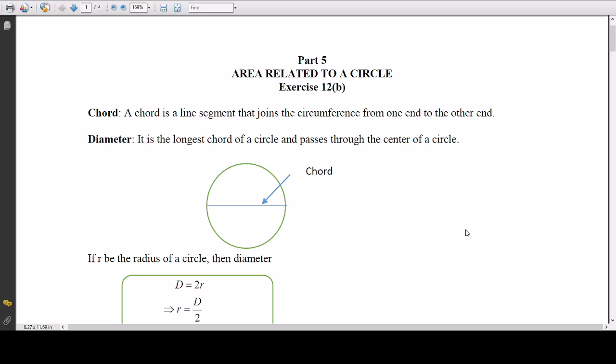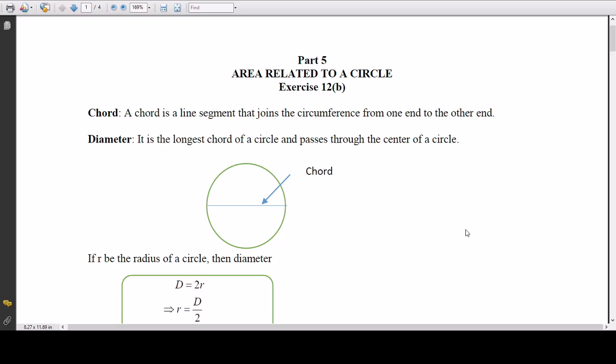Now if r is the radius of a circle, what will be the diameter? Diameter is twice the radius. If the radius is 5 centimeter, then the length of the diameter will be 5 plus 5, that is 10 centimeter. And if the diameter is given to be 10 centimeter, what will be the radius? Radius will be diameter divided by 2. 10 divided by 2 is 5.